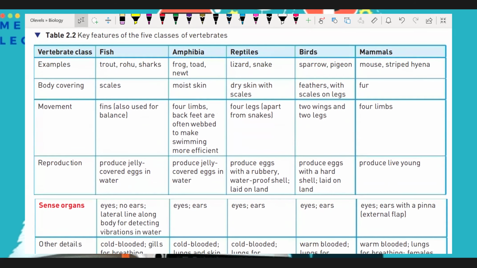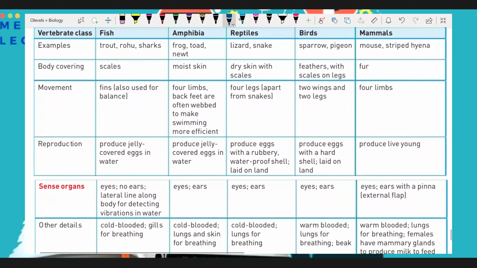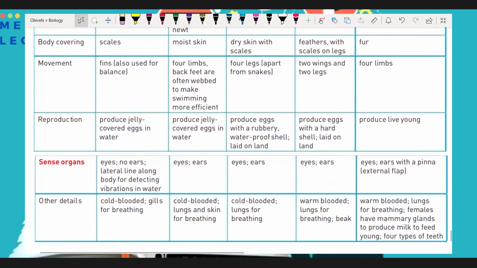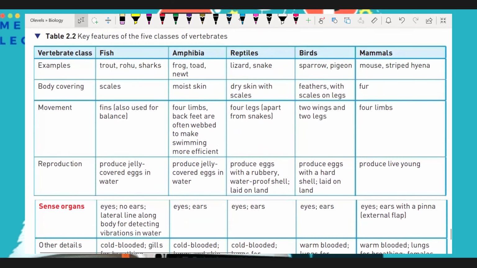Reptiles are lizards and snakes. Their body covering is dry skin with scales. They use four legs, apart from snakes. Snakes don't have legs, but other reptiles do, so they use their four legs for movement. For reproduction, they produce eggs with rubbery, waterproof shells that are laid on land. Their sense organs are eyes and ears. They are cold blooded and have properly developed lungs for breathing.